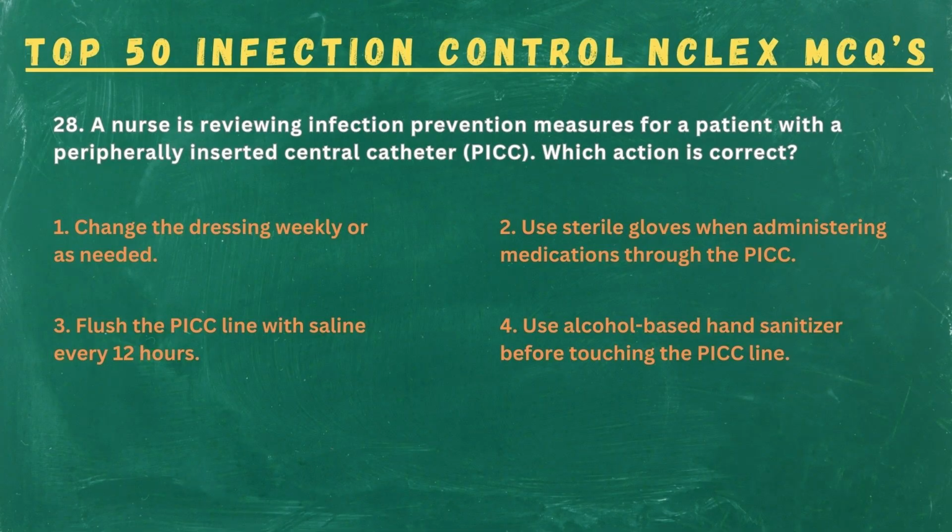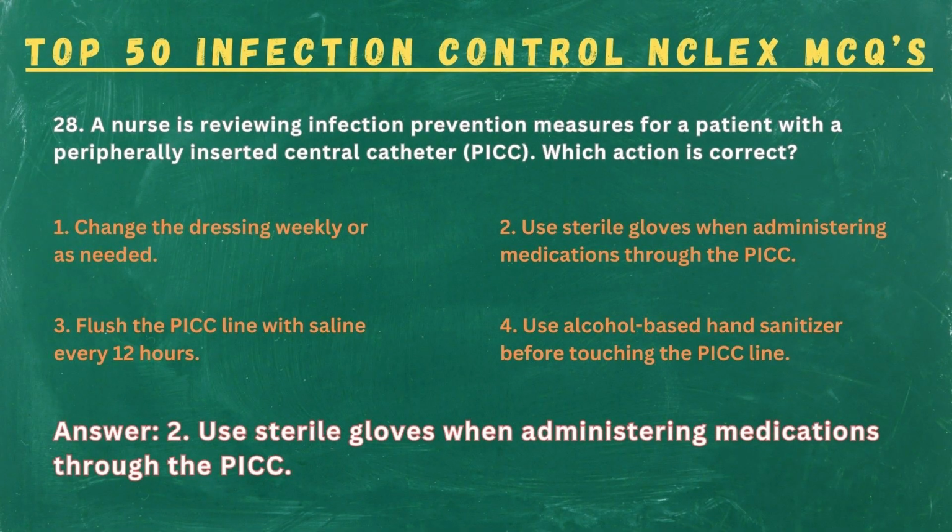28. A nurse is reviewing infection prevention measures for a patient with a peripherally inserted central catheter, PICC. Which action is correct? 1. Change the dressing weekly or as needed. 2. Use sterile gloves when administering medications through the PICC. 3. Flush the PICC line with saline every 12 hours. 4. Use alcohol-based hand sanitizer before touching the PICC line. Answer: 2. Use sterile gloves when administering medications through the PICC.